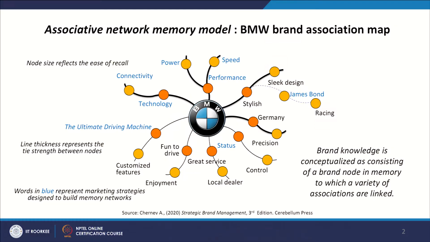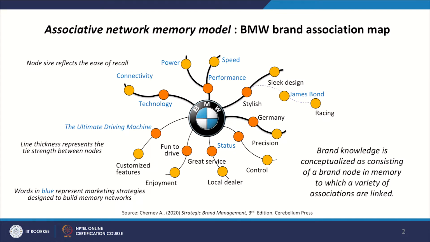Welcome back, friends. I was talking about the associative network memory model. I introduced that to you. Now, let's look at a figure which talks about the nodes as well as the connectivity and the other elements which we discussed. Look at this logo in between, BMW, and look at the elements all around it. And I will just reiterate the elements briefly.